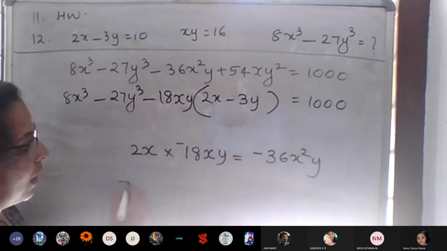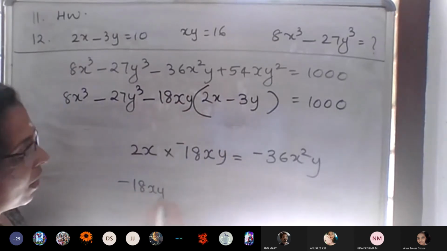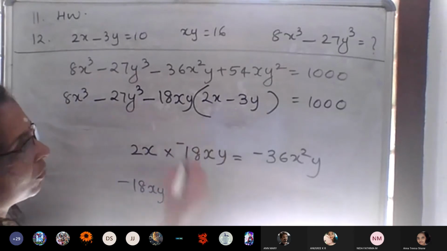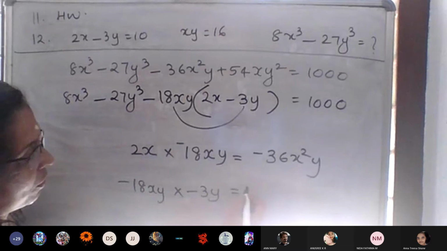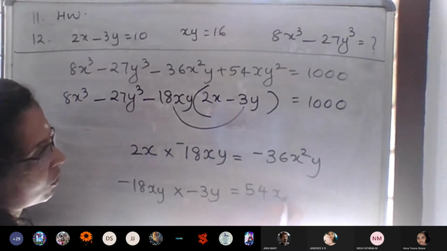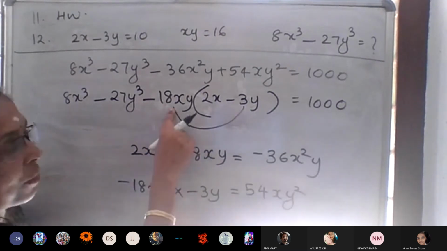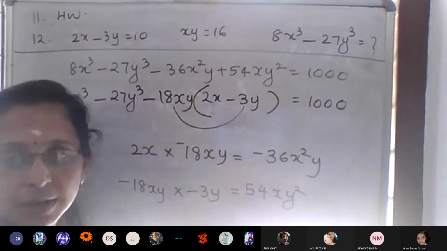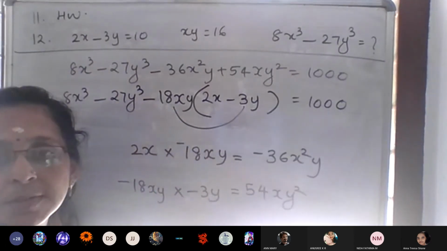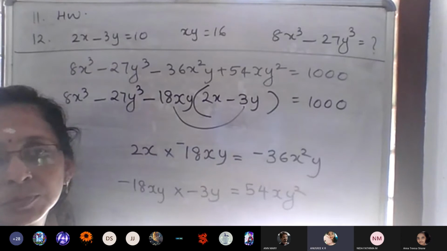Check it. Negative 18xy into negative 3y: negative into negative, positive 54xy square, no? If you write the first term properly, automatically the second term will be correct. Any doubt in this? No, ma'am.